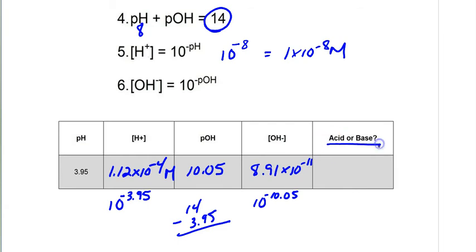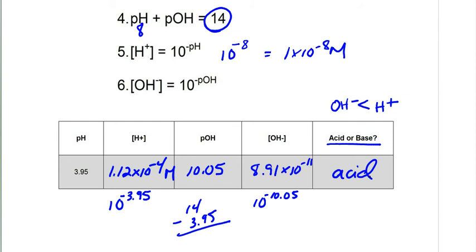And then how do I know if it's an acid or a base? I look at my amount of hydroxide ion as well as my amount of hydrogen ion. Looking at my two concentrations, I have way more hydrogen ion than I do hydroxide, so that's what makes it an acid.